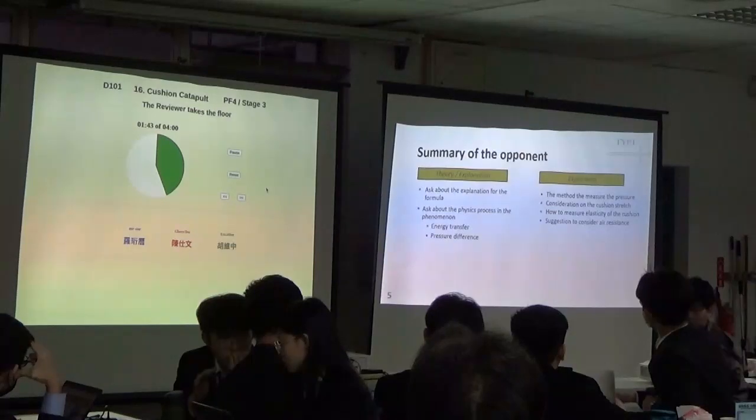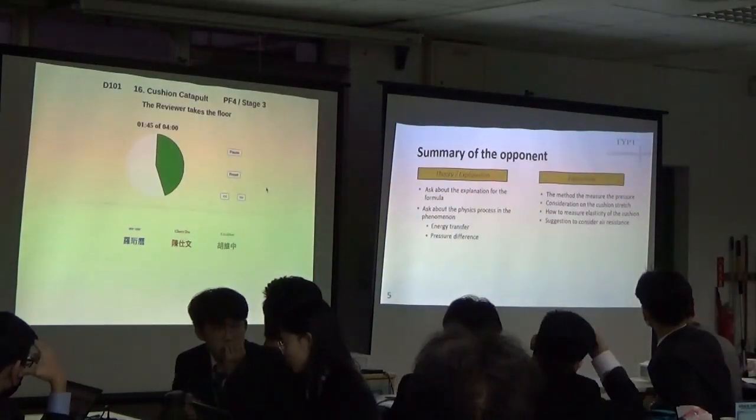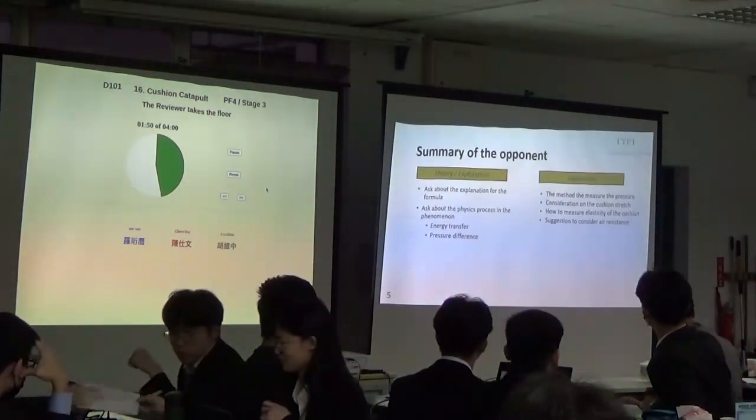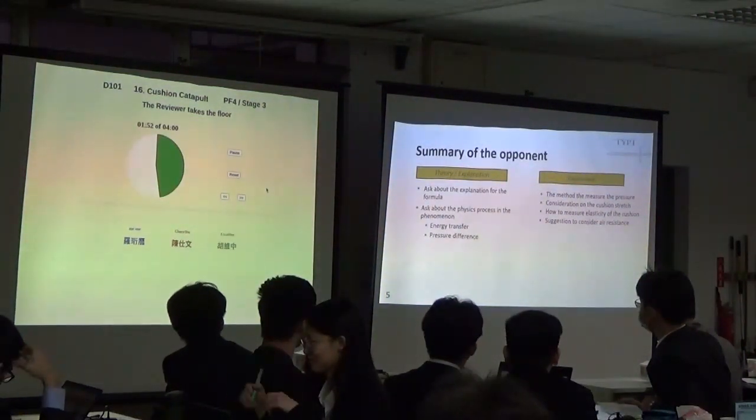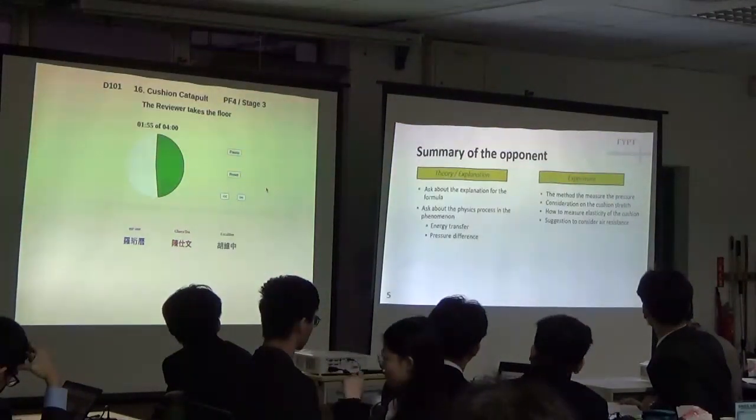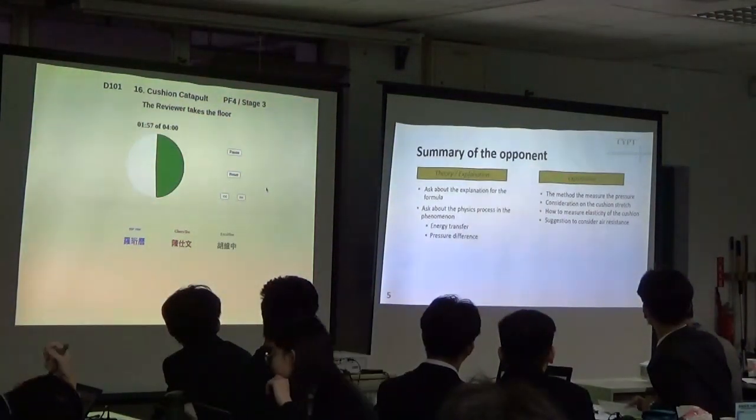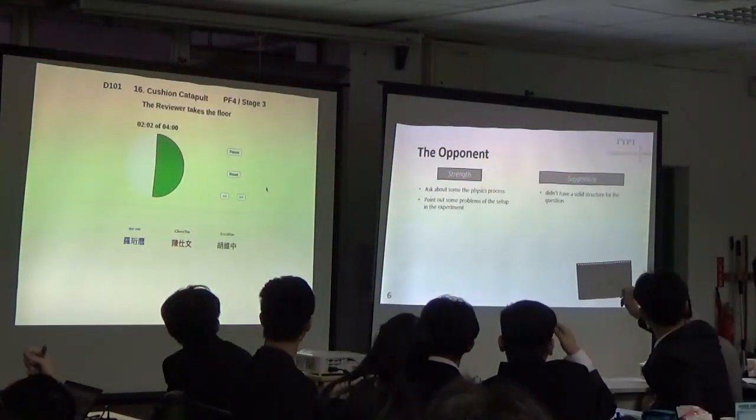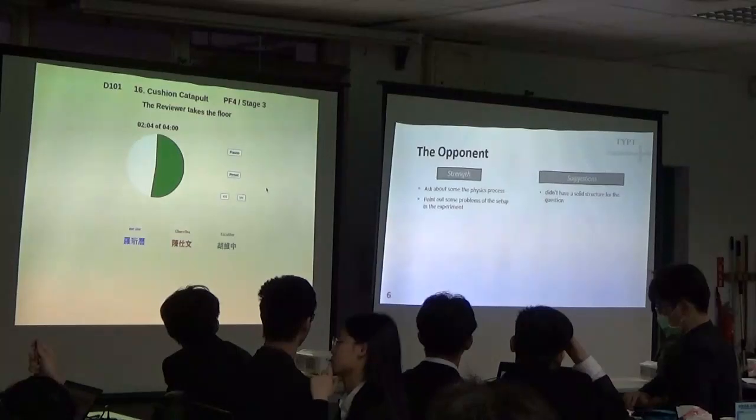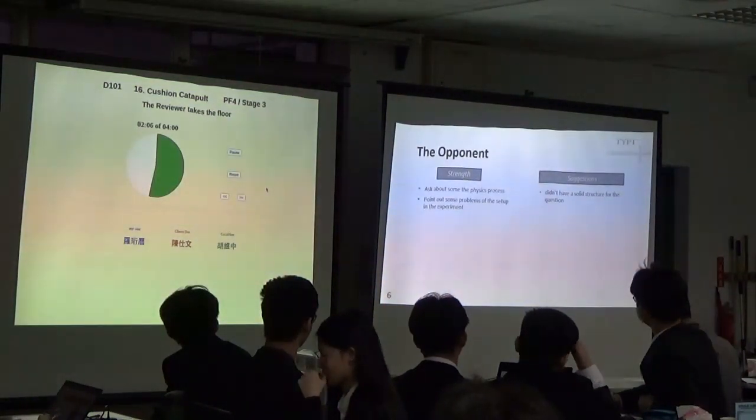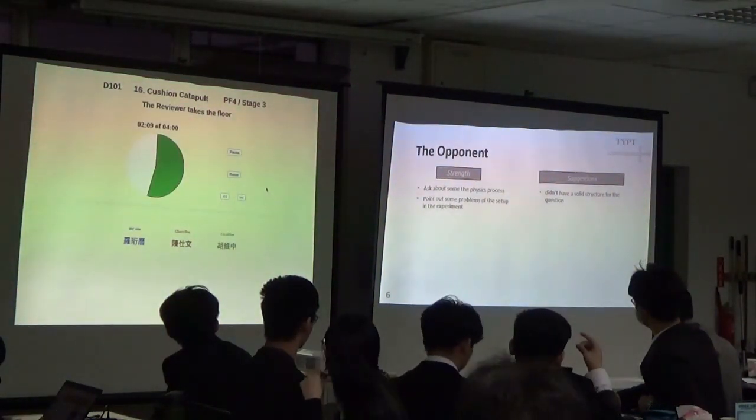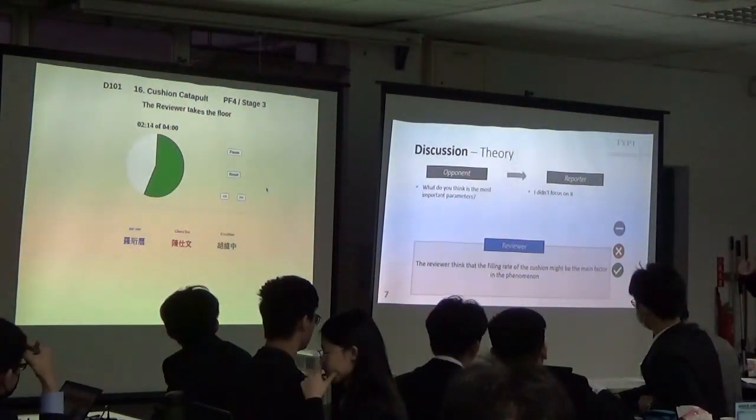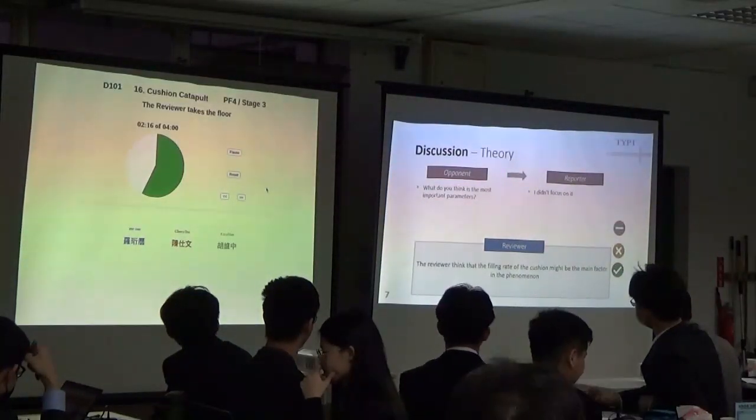And this is some of your opponents. So we asked about the explanation of the formula, and he asked about the physics process and phenomenon, and the energy transfer and pressure difference. The experiment questions asked about the method of the measure and the consideration of the cushion stretch and how to measure the elasticity of the cushion, and a suggestion to consider air resistance. So the trend, I think they asked about some physics process and point out some problems on the setup in the experiment. And the suggestion is that they didn't have a solid structure for the question. They keep on asking one by one. So I think, and this is a discussion.